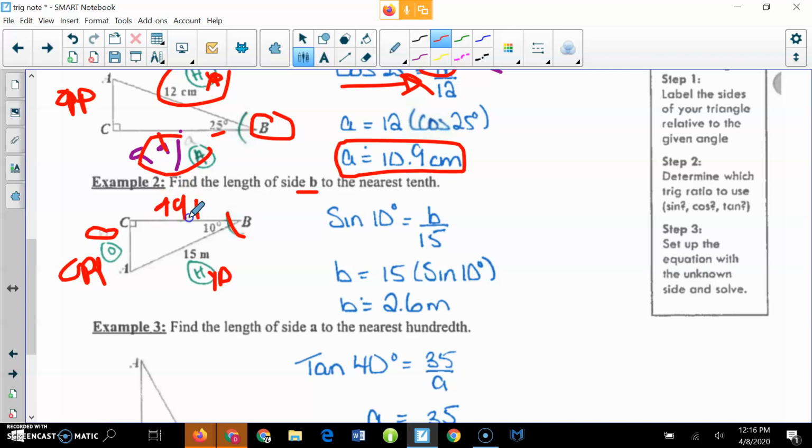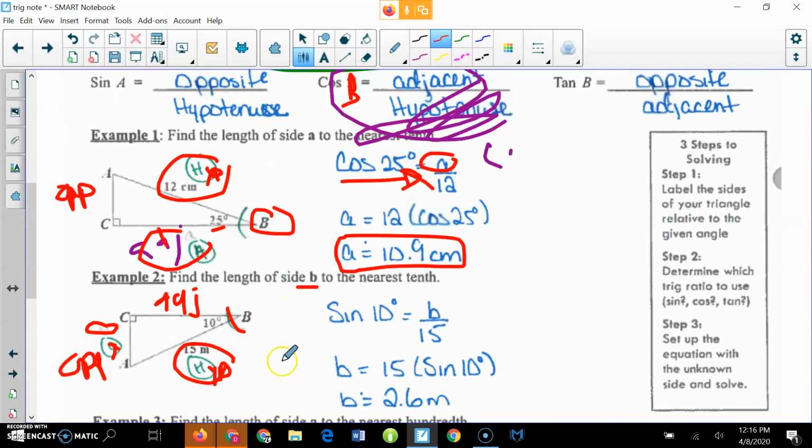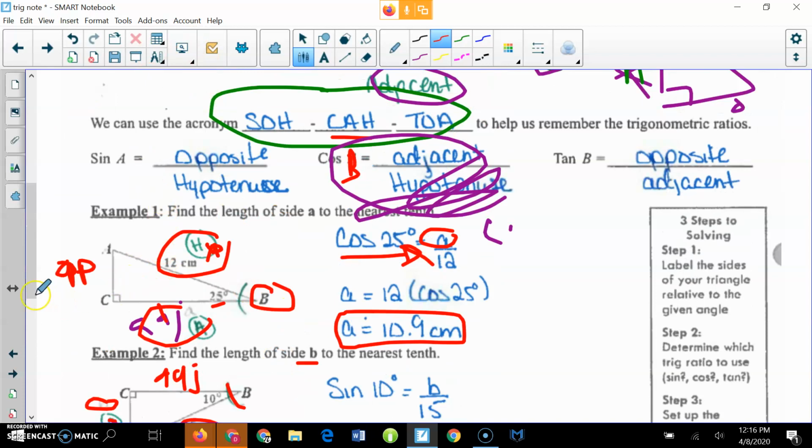Now, you don't need to label adjacent in this case, but it's better if we label this way. Now, the question is, what is the length of side b? That's this one over here. So I want to find opposite. I know the hypotenuse. Going back up here, opposite and hypotenuse, O and H, is sine. So I go sine.